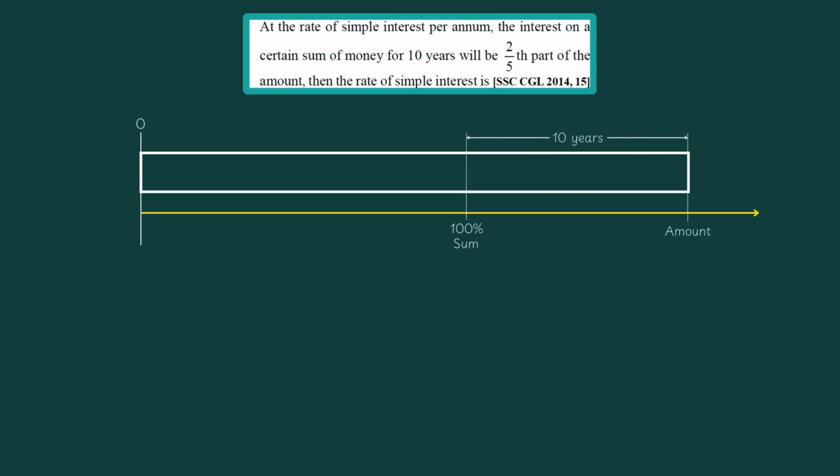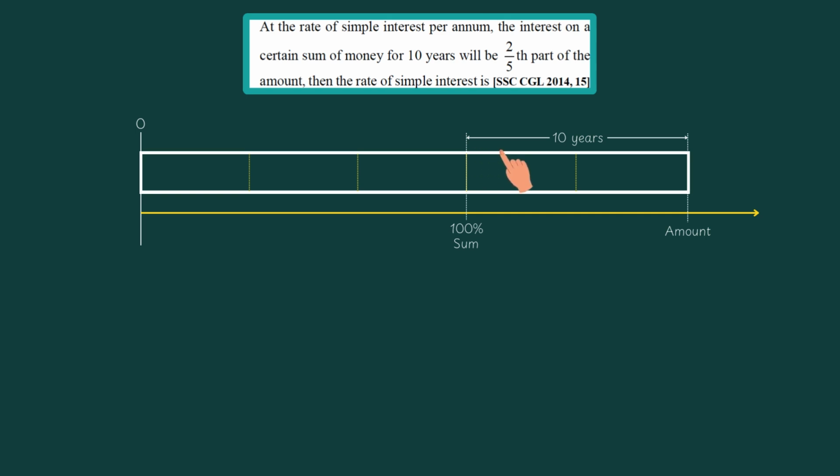To help us visualize this proportion, let's divide the total amount into 5 equal parts since we are given that the interest is 2/5 of the total amount. Now, these 2 parts represent the total interest earned over 10 years, while the remaining 3 parts represent the principal. Are you following so far? Great! Let's keep going. Now, we need to find the simple interest per year.